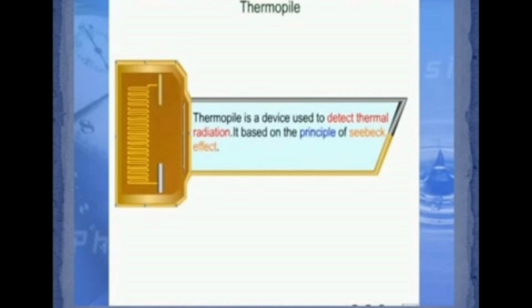We have already seen the uses of the Seebeck effect. In these three effects, definitely one question will be asked in a 3 mark or 2 mark question, even in a 5 mark question. Okay. So that is the lesson up to this point.